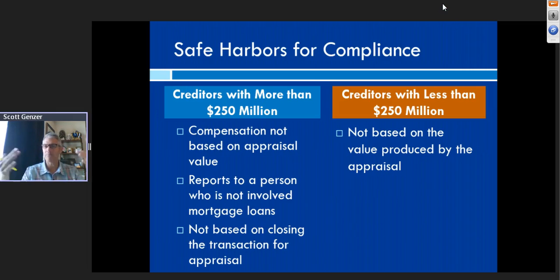So we can have, and a lot of bigger companies do have, their own appraisal departments. They're just separate entities now with no back and forth. All right.